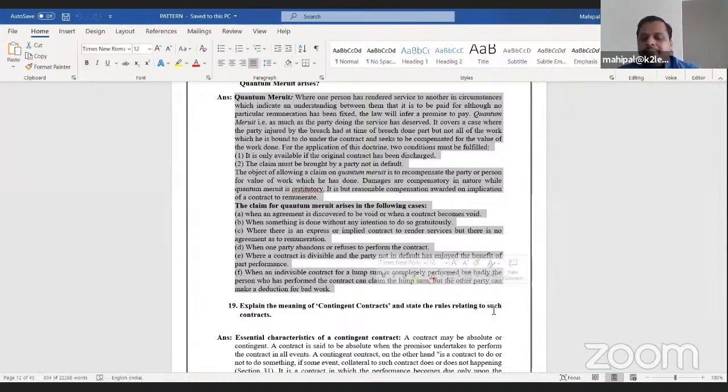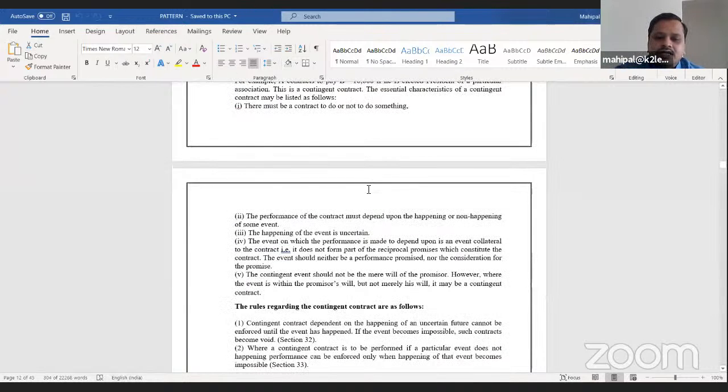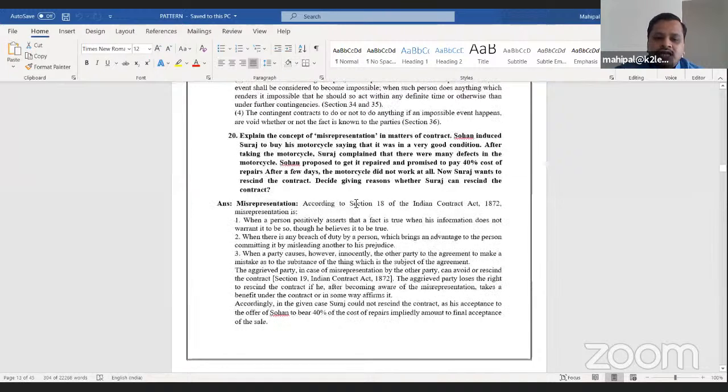Important. All these 5-6 points are very, very, very important. Quantum meruit. Contingent. I think overall, let's move on to the next chapter, Sale of Goods Act.